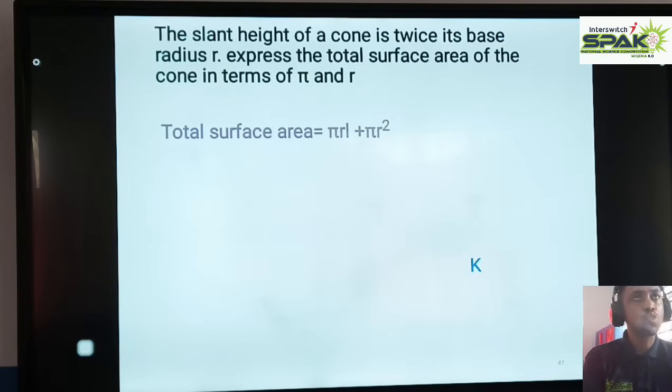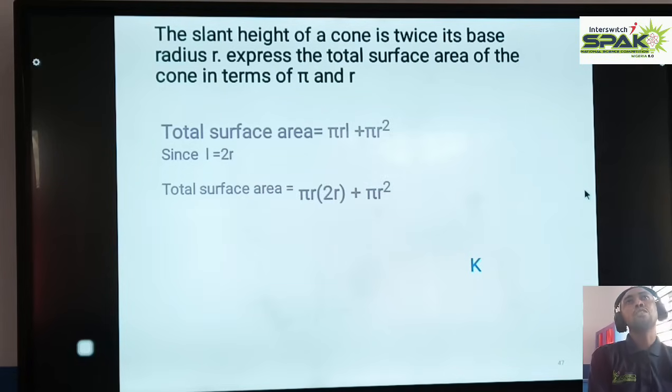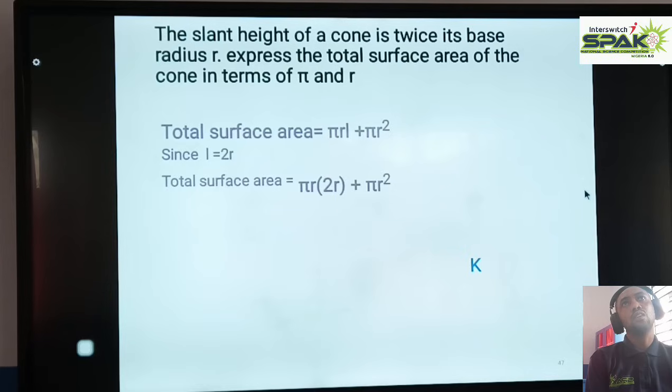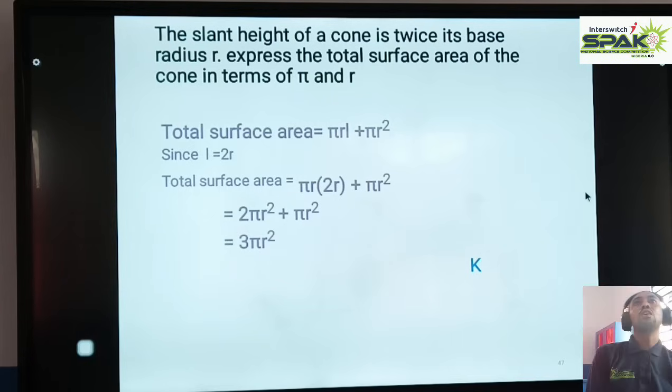Since our L is twice r, when you substitute it, it gives 2 pi r square plus pi r square. Adding 2 pi r square to pi r square, the answer is 3 pi r square. So 3 pi r square is the formula to find the total surface area of the cone in terms of pi and r.